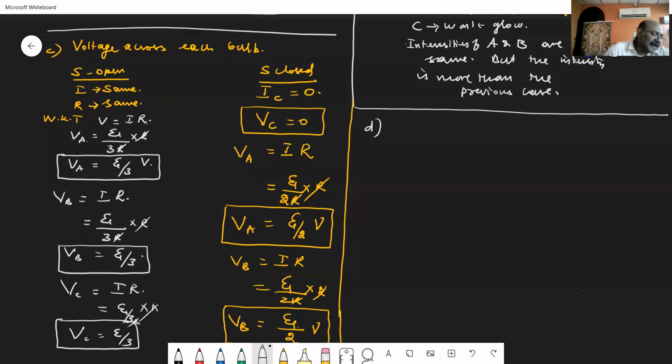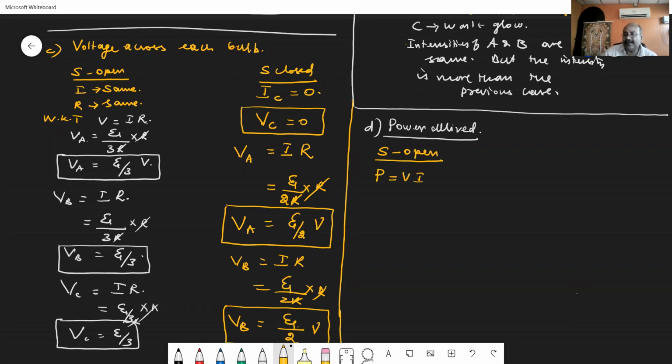Part D is to calculate the power delivered to the circuit when S is open and closed. First, I am calculating the power delivered when S is open. Let us consider the equation for power. Power is equal to voltage into current, or substituting I as V by R, power delivered is equal to V square divided by R.